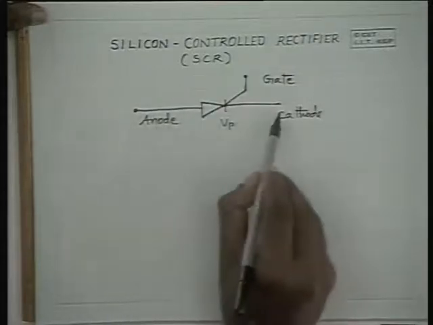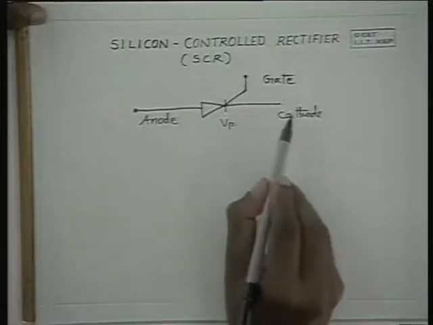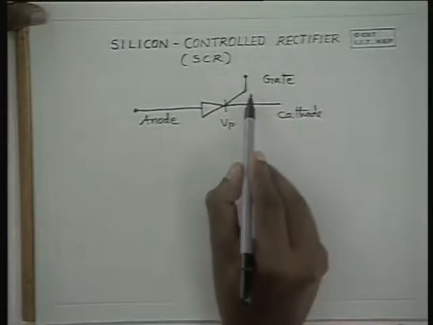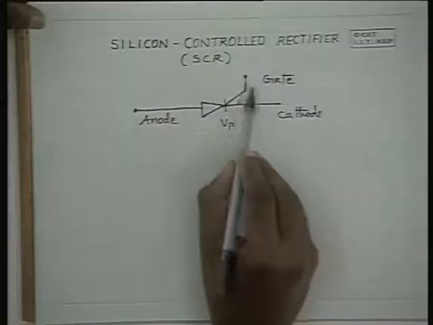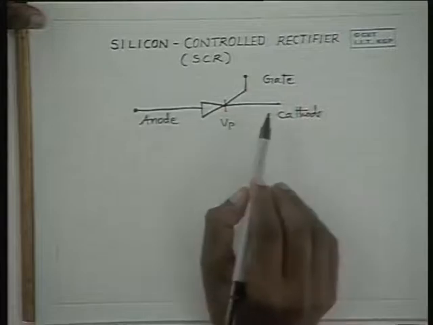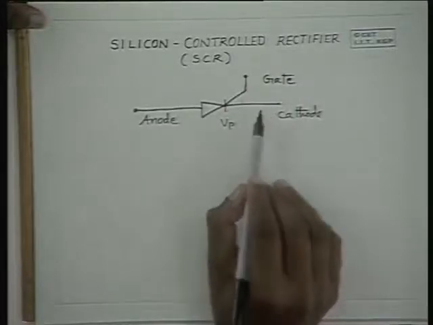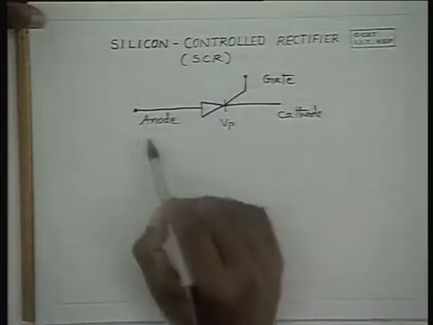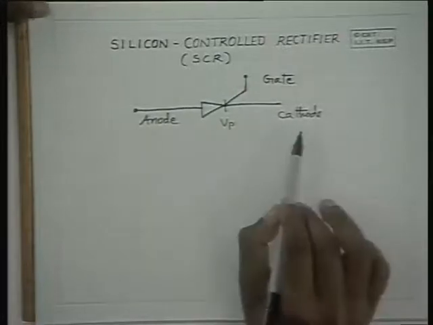That means it acts almost like a short circuit between the anode and cathode when a positive pulse is applied to the gate. On the other hand, when the gate is open and a voltage is applied here, it acts like an open circuit. Hence, through a small voltage applied at the gate, a circuit which is connected between the anode and cathode can be controlled. It is like a switch.